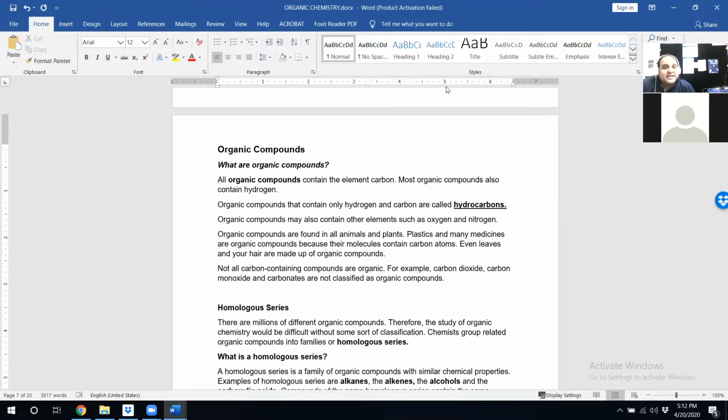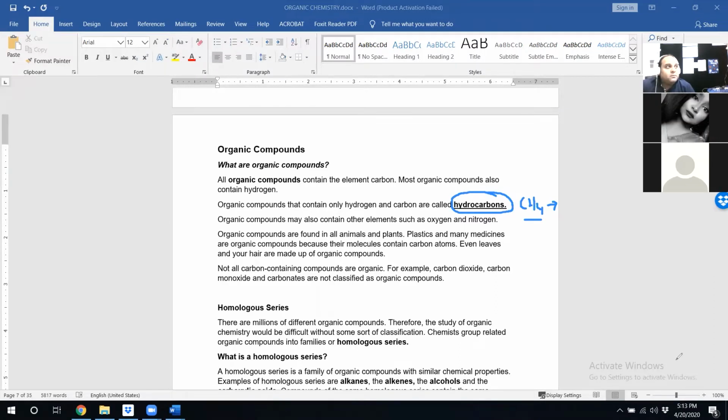So let's take an example of a hydrocarbon. CH4. This is methane. This is an organic compound. And since it only contains carbon and hydrogen, we call it a hydrocarbon.